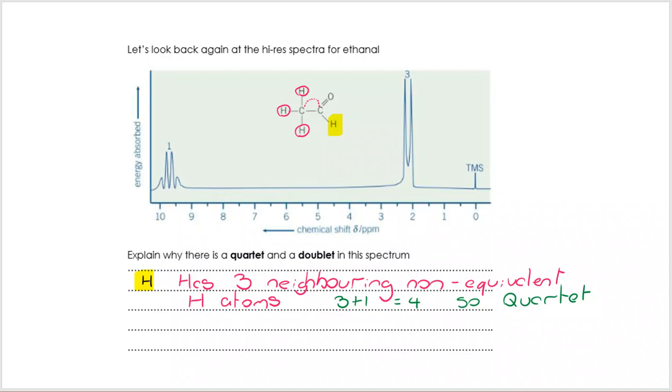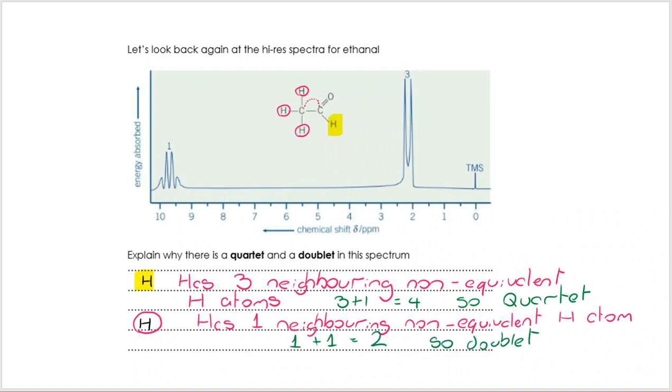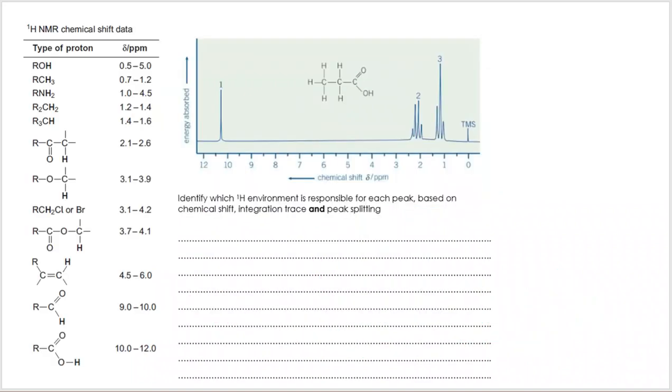If I then go back to look at the other 3, I take 1 of my H's, all 3 of those are in the same environment, I look next door, and there is 1 neighbouring hydrogen. So I take my 1, I add 1 because it's the n+1 rule, and that tells me that that would give rise to a doublet. So have a read through this and answer the question.